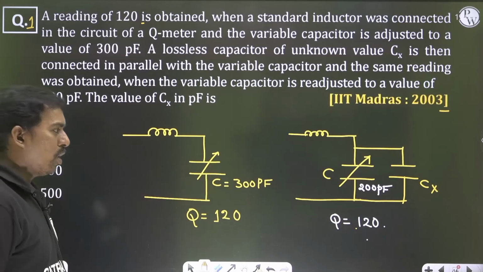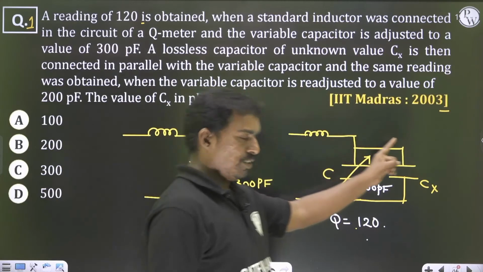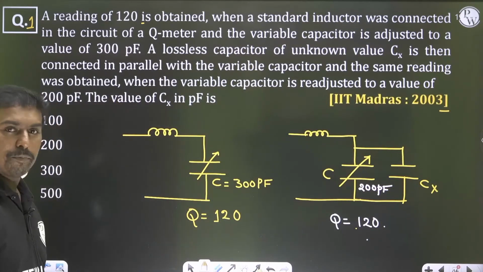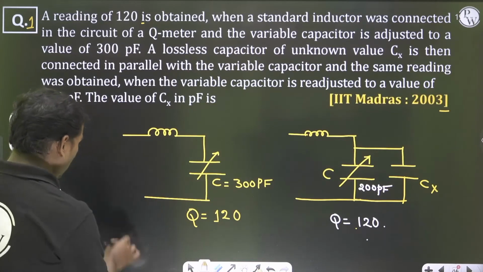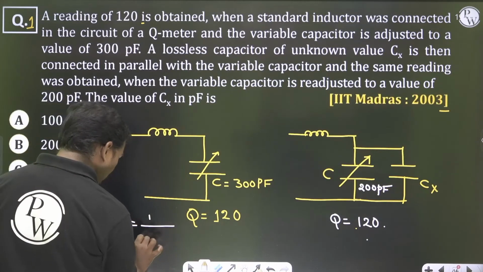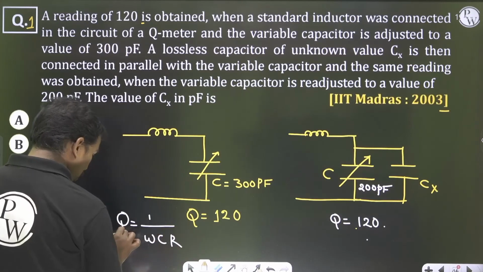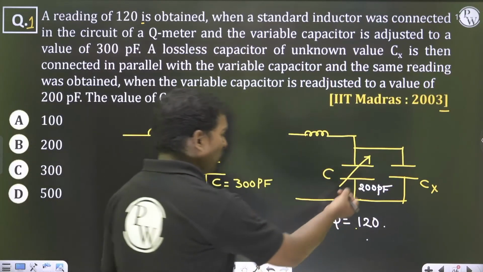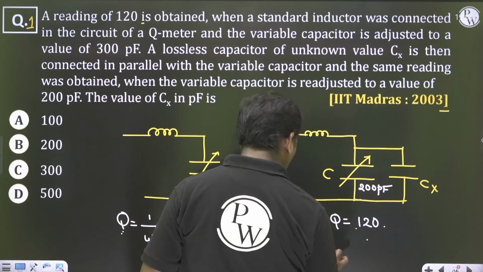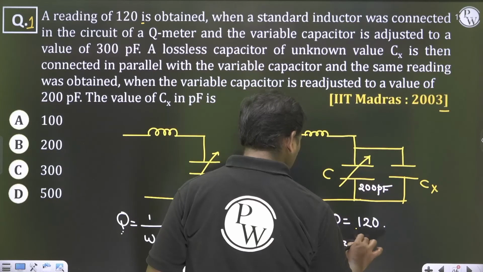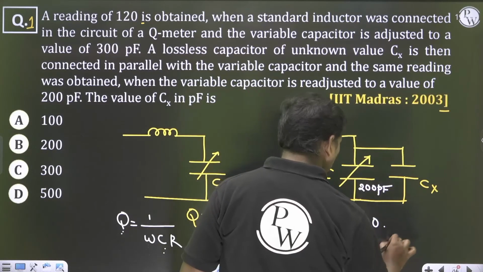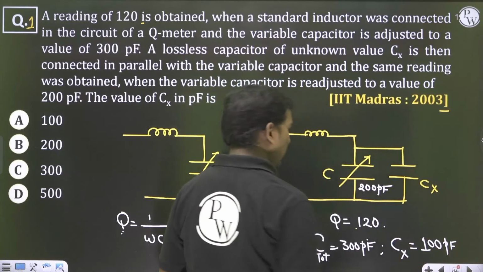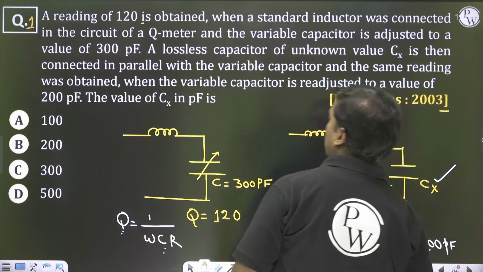So the Q factor should not change, meaning the total capacitance should not change. Okay. So definitely what should happen now? Q should remain the same, which means C should remain the same. Q is equal to 1 by omega CR. Q is not changing, so C is also not changing. The total C should be 300 picofarads. Then automatically Cx will be equal to 100. The right answer is 100 picofarad.